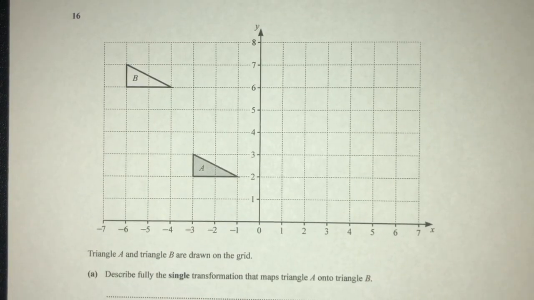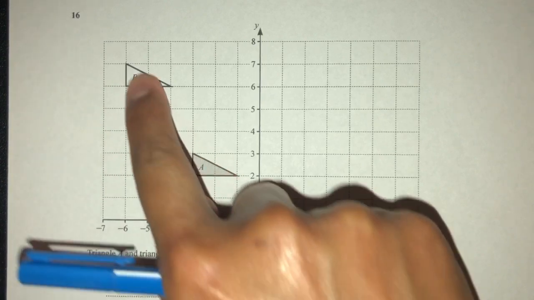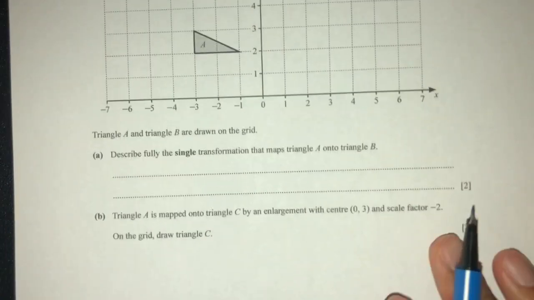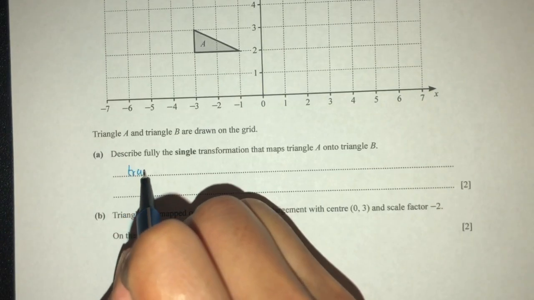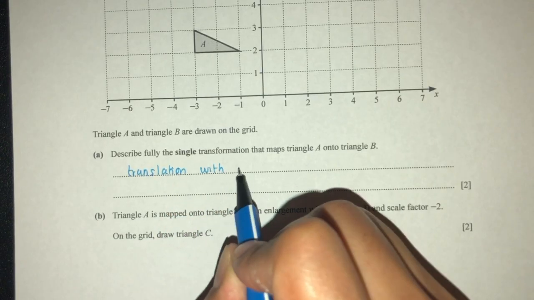So triangles A and B are drawn on the grid. Okay, so A and B, as you can see right there. Now part 1, we have to describe fully the single transformation that maps A onto B. As you can see, the size did not change. It is just a shift in this direction. It will have to be a translation, right? It is a translation with column vector.